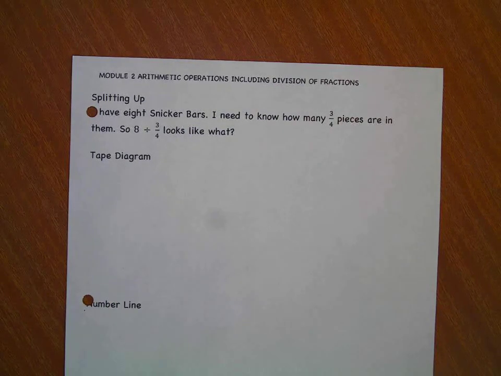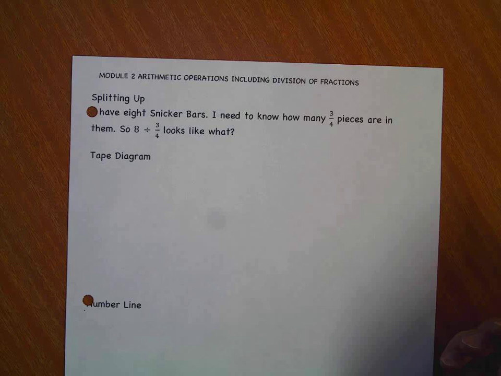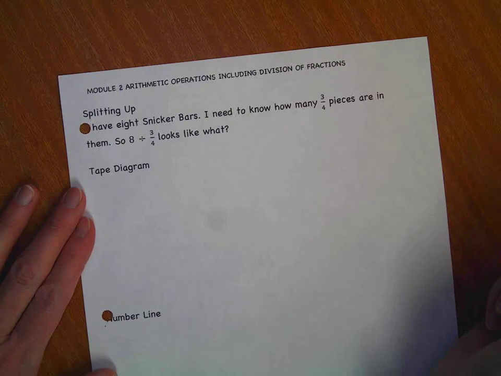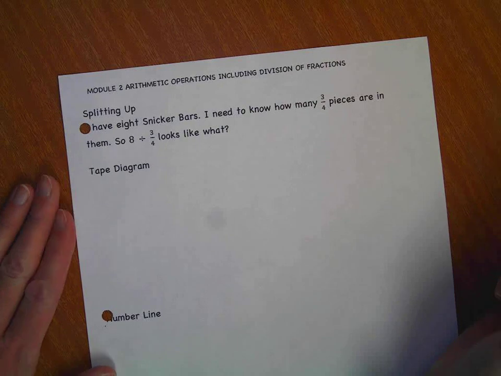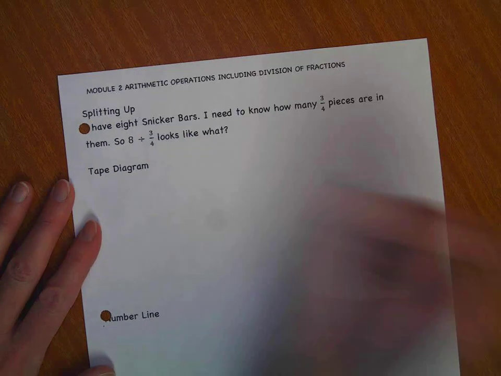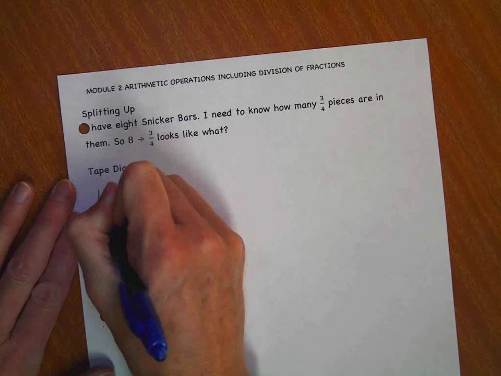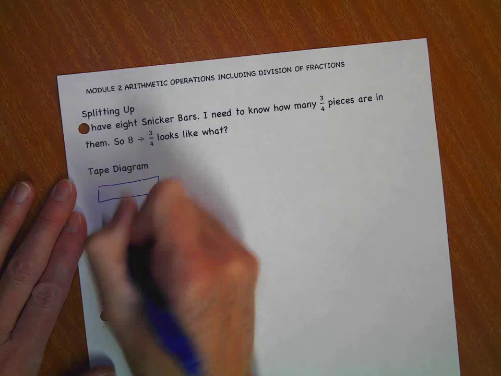Okay, so let's look over here. It says splitting up, and it says I have 8 Snicker bars. 8 Snicker bars. I need to know how many 3/4 pieces are in them. So 8 divided by 3/4 looks like what? Well, we kind of were using tape diagrams before, so let's try that again. So it looks like we have 8 whole tapes.